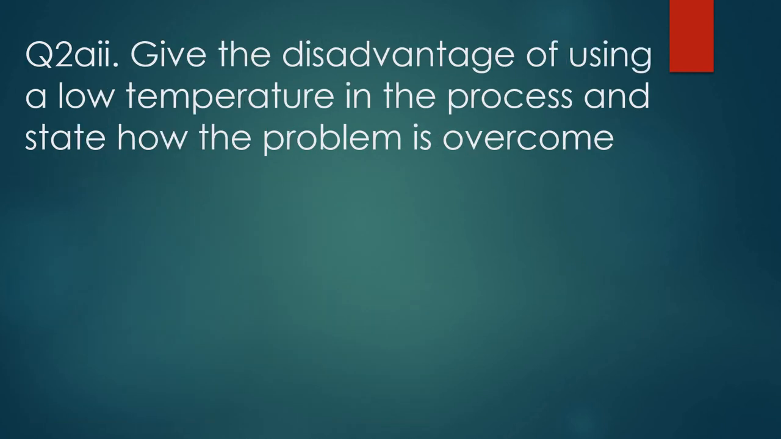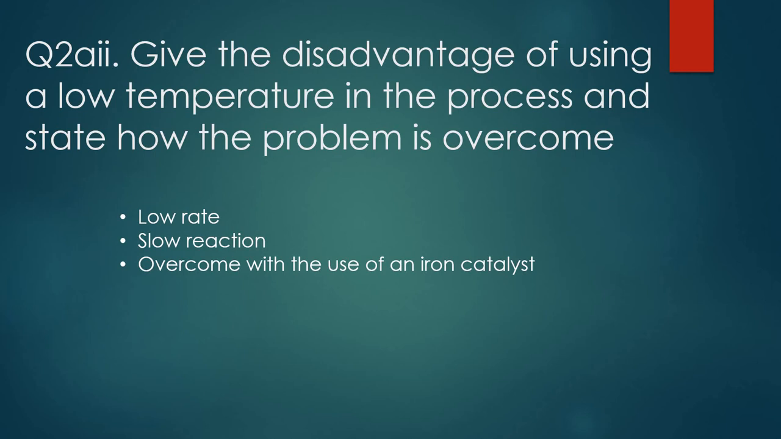Give the disadvantage of using a low temperature in the process and state how this problem is overcome. So, by using a lower temperature, it would mean we have a lower rate, which would mean a slower reaction. This isn't what we would like in a process in industry, so this is overcome with the use of an iron catalyst, which will speed up the reaction.